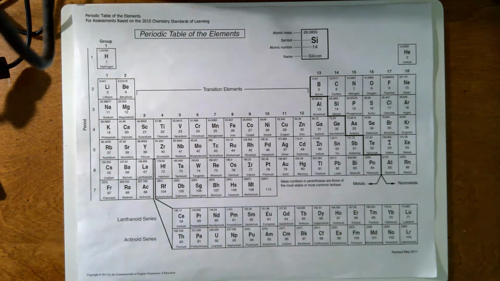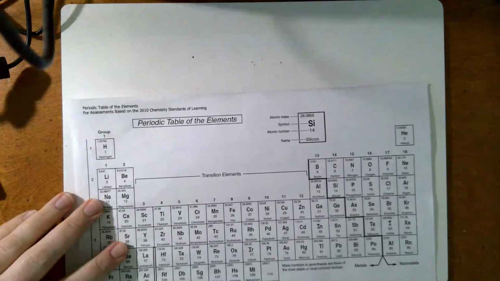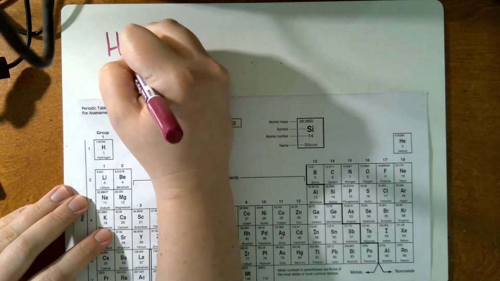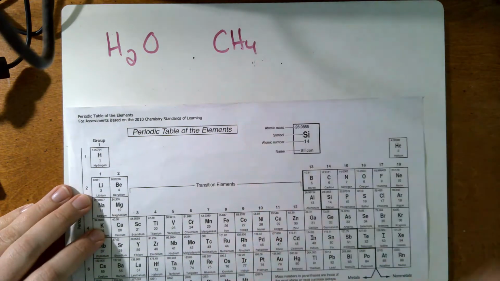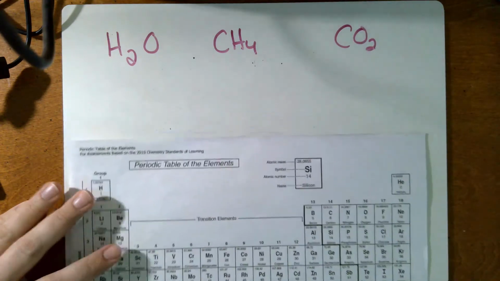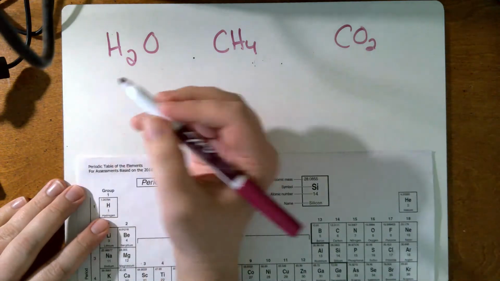Okay, I'm going to show you how to draw Lewis dot structures for covalent molecules. So I'm going to go through a couple of examples. I'm going to go through water, I'm going to go through CH4, and I'm going to go through carbon dioxide. Okay, so when we draw Lewis dot structures for molecules, we're going to go through a couple of steps.